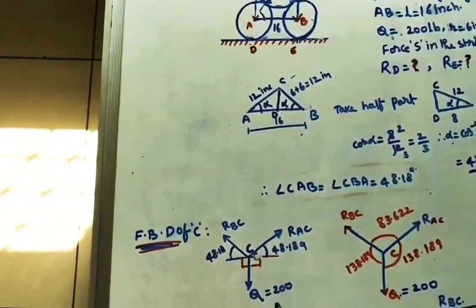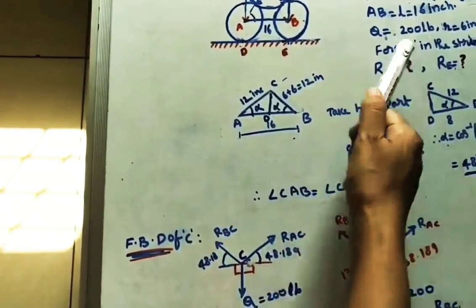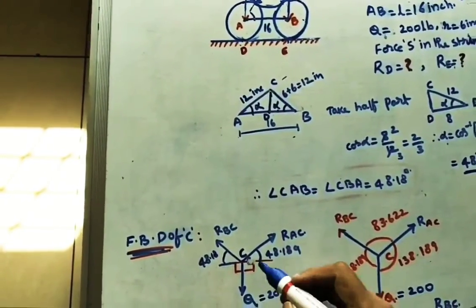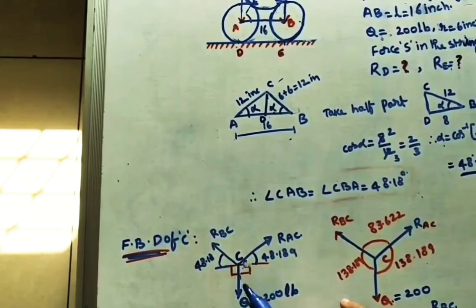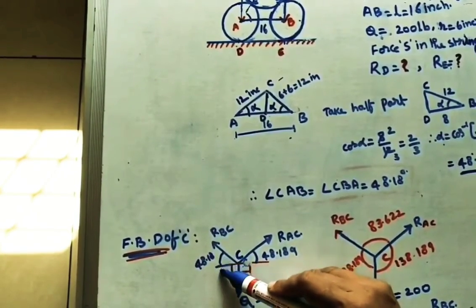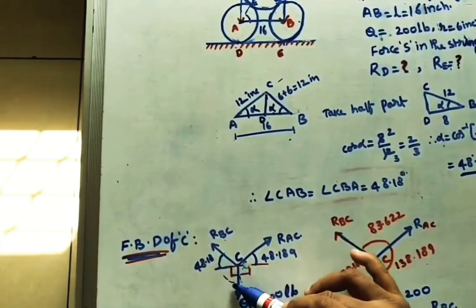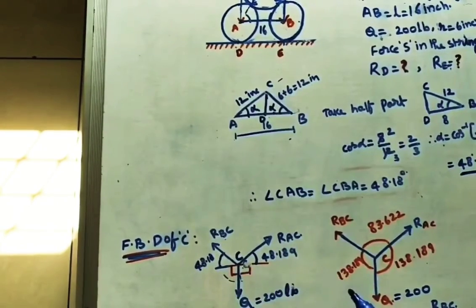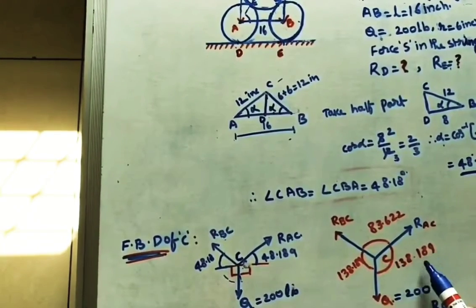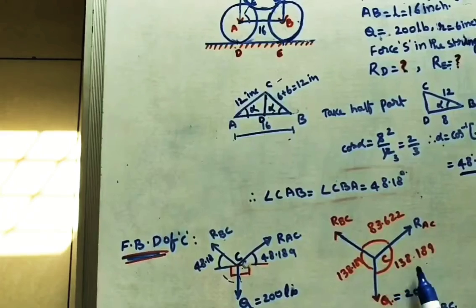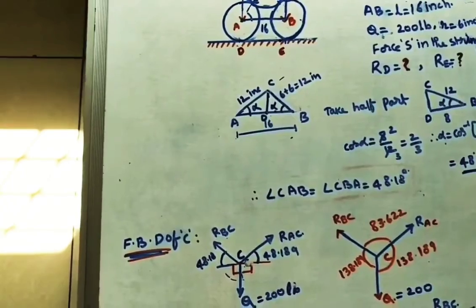Here Q is the load, given as 200 lb. Now how many forces are there at the center? 1, 2, 3. There are 3 forces, so we can apply Lami's theorem. For applying Lami's theorem, we need to find the angle between any two forces. Here 48.189 plus this angle of 90 gives 138.189. Similarly, this angle plus 90 gives 138.189. 360 minus the sum of these two gives the third angle, 83.622.